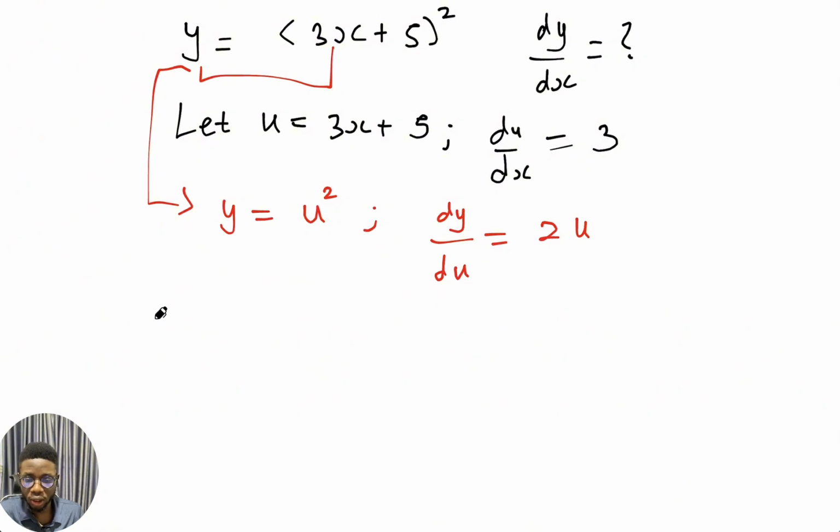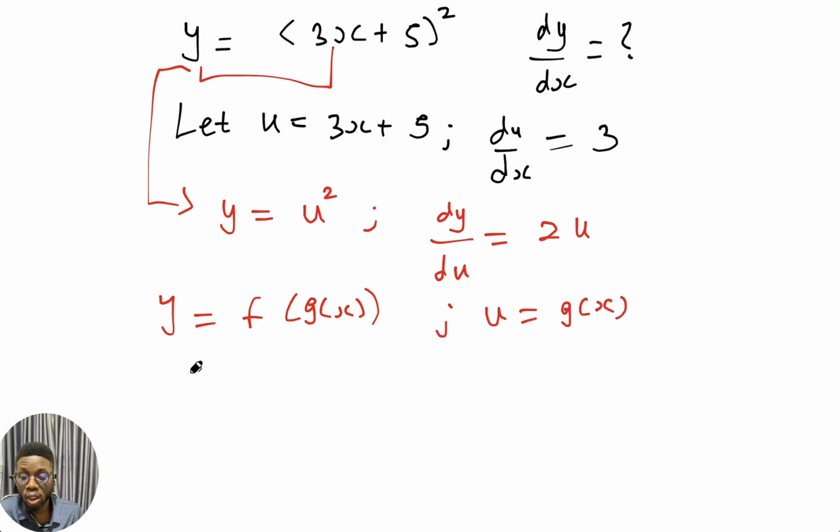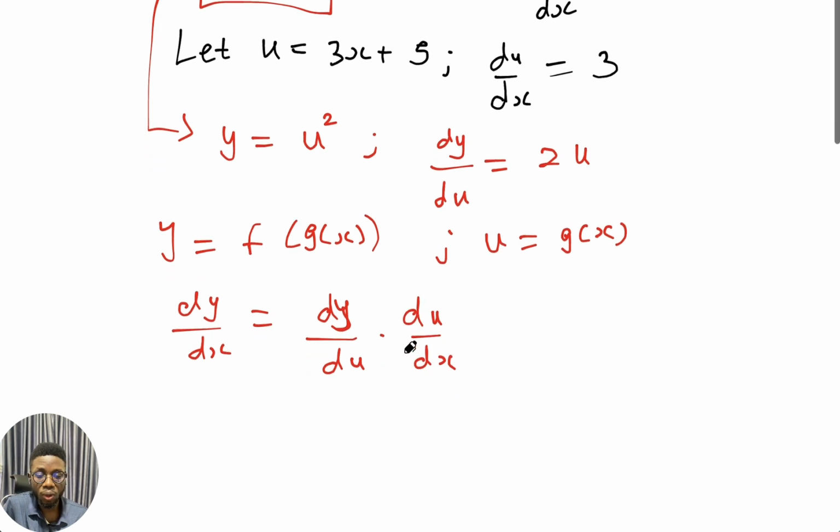What does the chain rule say? It says that if y is a function of g of x such that u equals g of x, then the derivative of y with respect to x can be taken as the derivative of y with respect to u multiplied by the derivative of u with respect to x. So which is what we're going to be applying here.